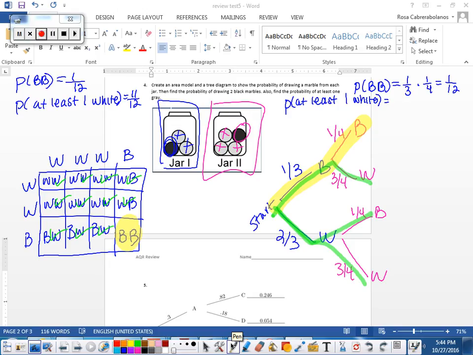I know that if I add all the probabilities of the outcomes here, it's going to give me 1. I'm going to put a 1 there. And the only one I don't want is the one that's highlighted in yellow, this 1/3 times 1/4, because I want the ones that have at least 1 white, and that one would be black, black. So 1 minus 1 out of 12, which is the same as 11 over 12. We get the same answer, but they are worked out a little bit differently. Okay, that's for number 4.